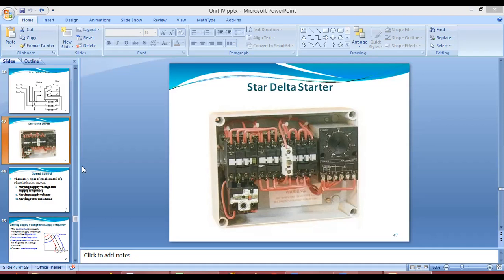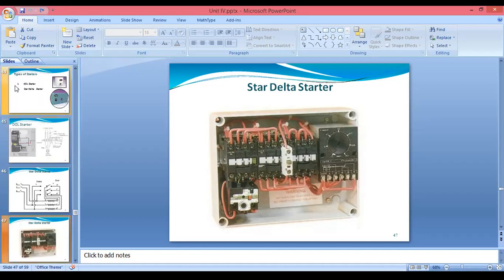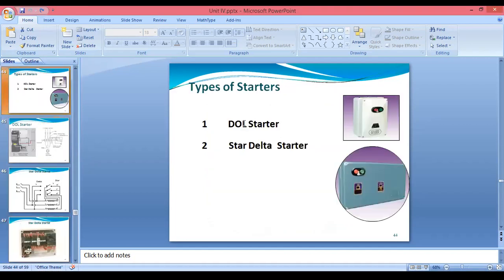But practically we use the direct online starter and the star delta starter, and most of the time we use the star delta starter. Now we want to see the next topic.